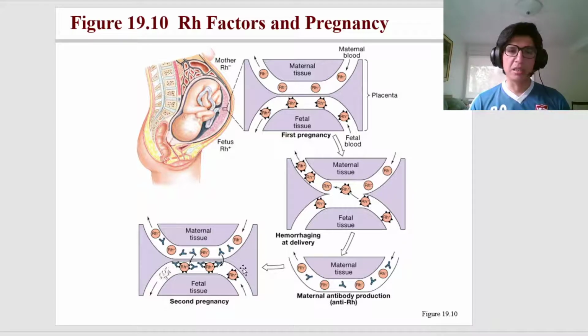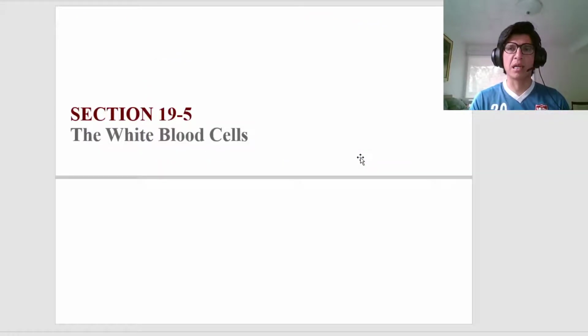This antibody does not cross the maternal and fetal barrier. But if there is any sort of exposure, what the antibody does is basically mask the Rh antigen. So even though the Rh antigen and Rh blood might be in contact with the maternal tissue, the mother will not recognize it because it is masked by that RhoGAM.